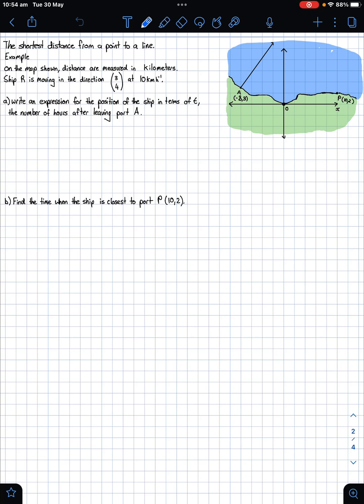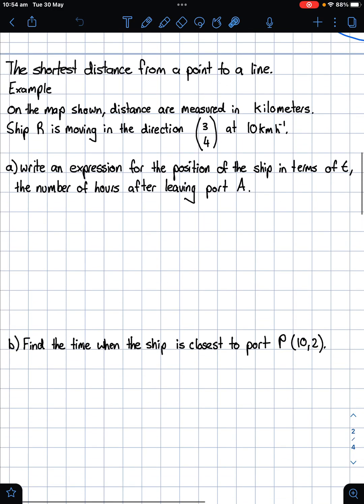All right, so we're jumping into the next example of looking at the shortest distance from a point to a line. And we've got this question on the map shown, distance measured in kilometres, ship R is moving in the direction (3, 4) at 10 kilometres an hour. Write an expression for the position of the ship in terms of t, the number of hours after leaving port A.